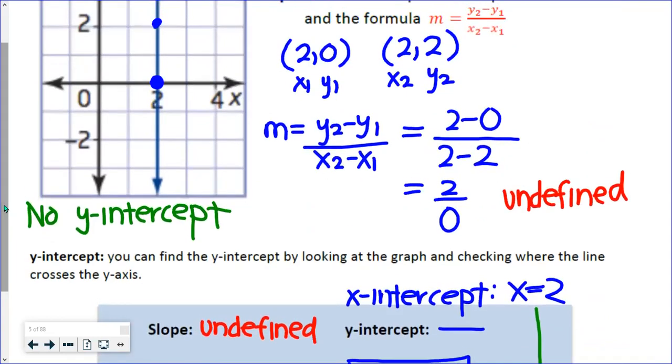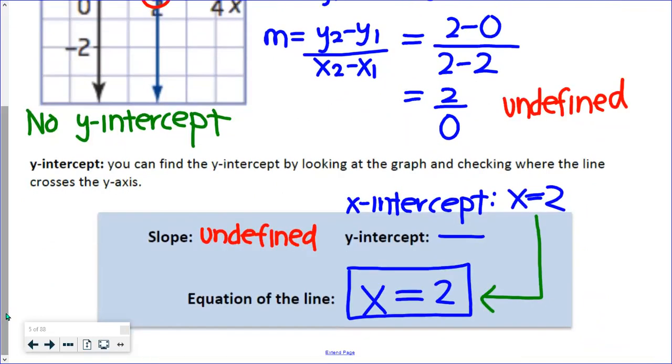The graph intersects the x-axis when x is equal to 2. That's where the graph intersects the x-axis. So that is going to be the equation of the line. All vertical lines have their equation according to their x-intercept, not their y-intercept, because there is no slope and there is no y-intercept. Okay, so let me just label that and I'll say that again.